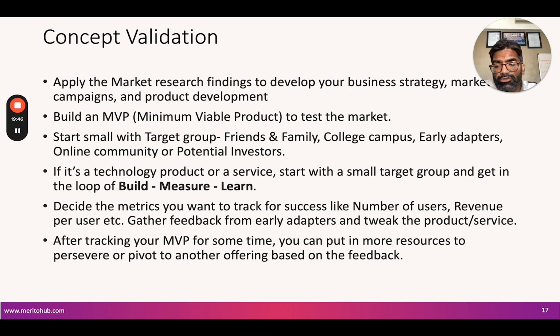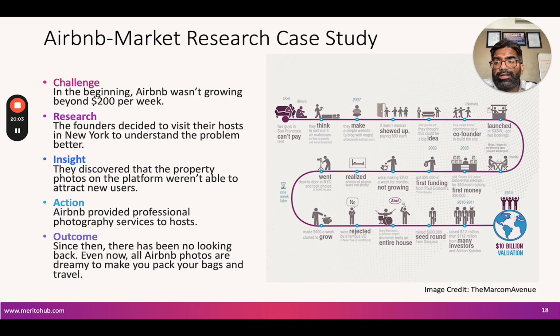And after tracking your MVP for some time, you can put in more resources to pursue it or pivot to another offering. And that's where this cycle is very important. I mean, this feedback will give you confidence that you want to continue what you have, or you want to create something which is different or incremental, right?